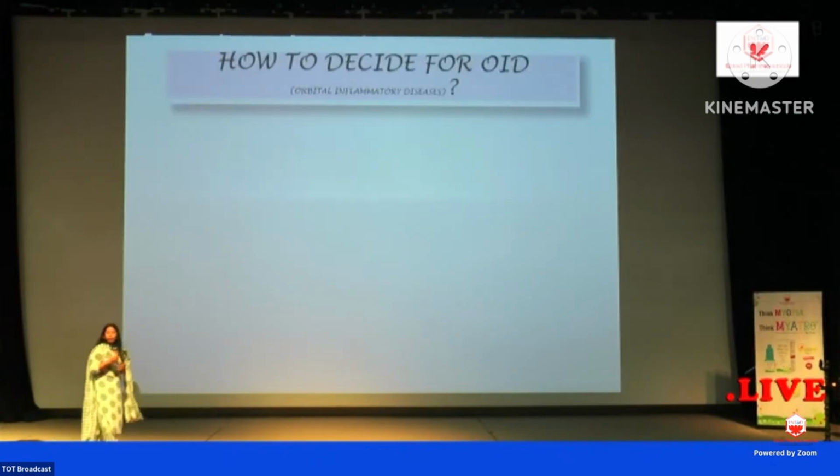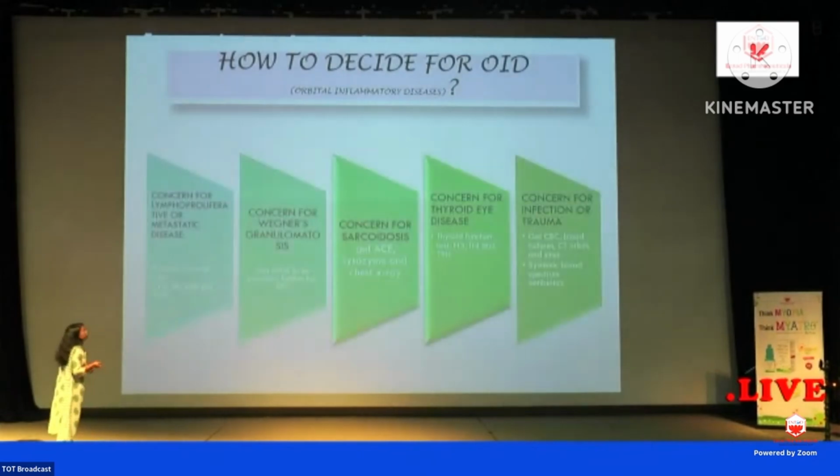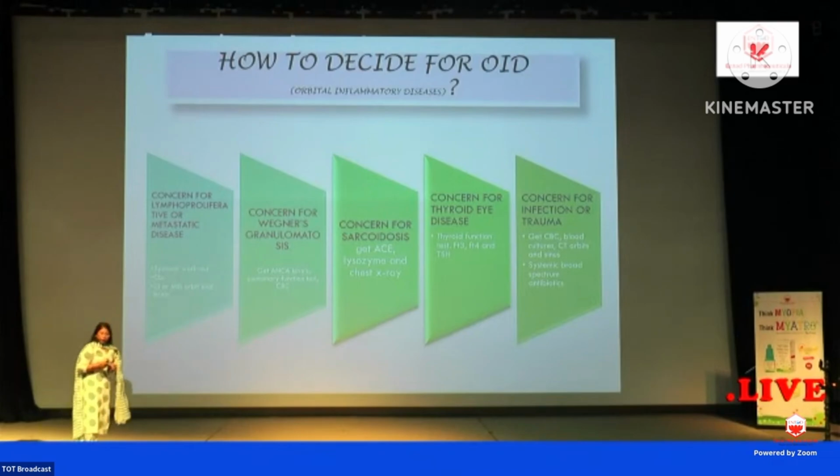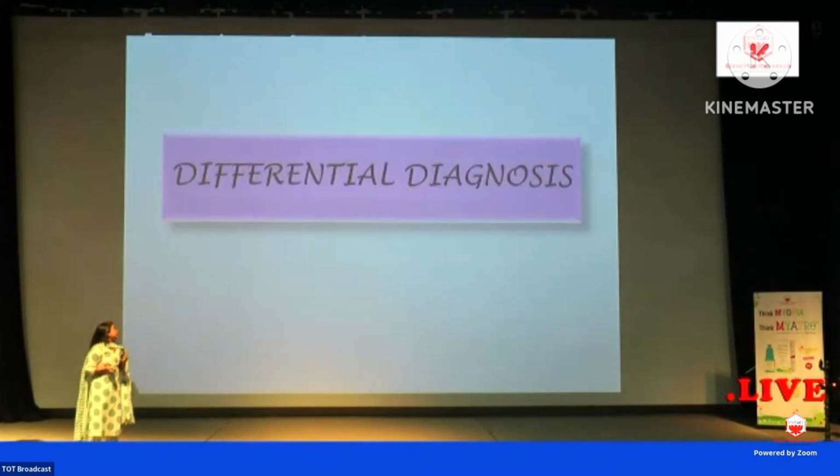Then how will you decide for any inflammatory disease? So if there is concern for any lymphoproliferative and metastatic disease, we should do a systemic workup, CBC, CT scan, MRI. For vasculitis, ANCA levels and pulmonary function test. For sarcoidosis, ACE, lysozyme, chest X-ray. For thyroid, full thyroid profile. And for trauma and infection, CBC, blood culture, CT orbits and sinus.